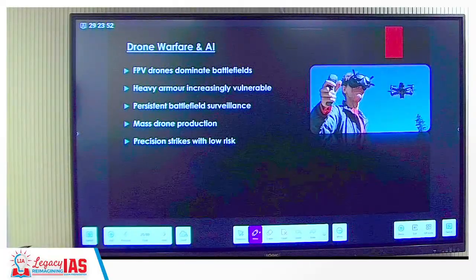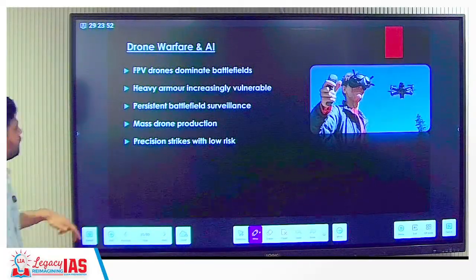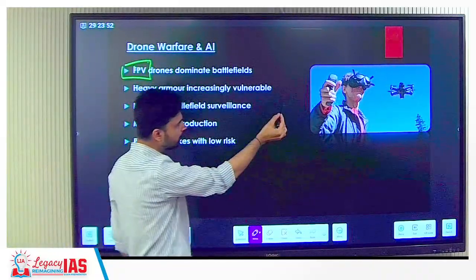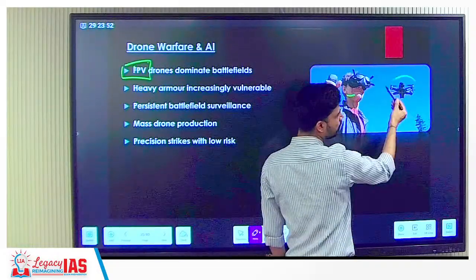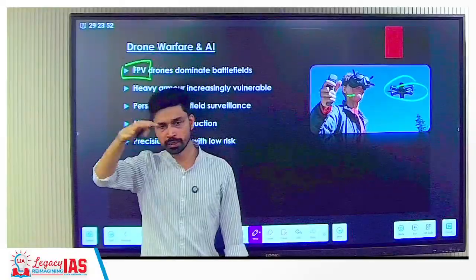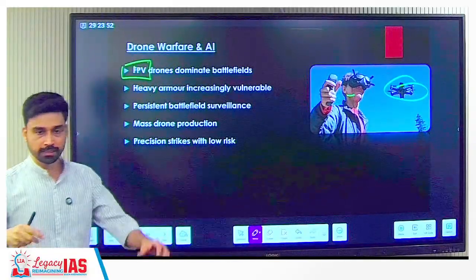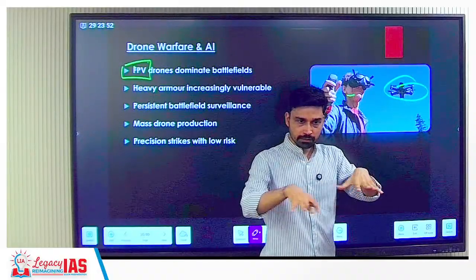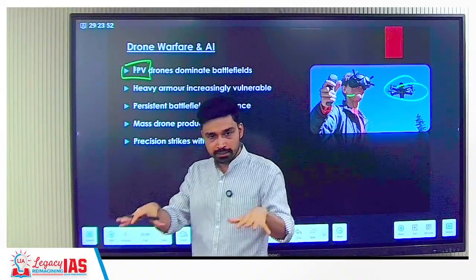So, drone warfare and AI: FPV drones dominate the battlefield. FPV is first person view. So it operates like this. For example, this person has control of this view. He has this kind of goggles, where he is looking through the view of the drone. Basically, if you are using this, it would feel that you are in the drone itself. You have the aerial awareness of this entire area.